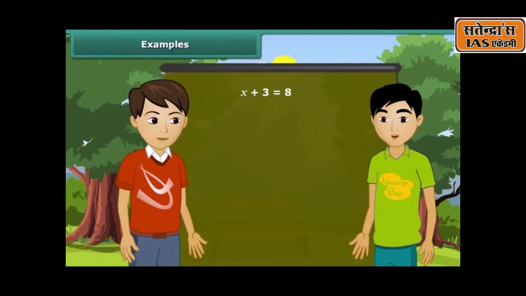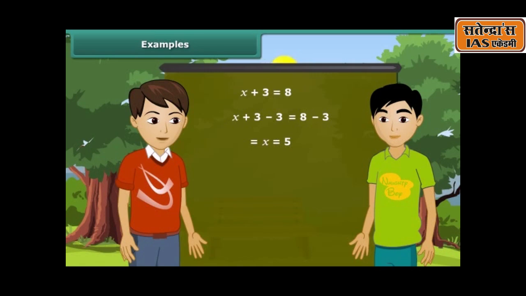Let us take an equation. x + 3 = 8. We shall subtract 3 from both sides of this equation. The new LHS is x + 3 - 3, which is equal to x, and the new RHS is 8 - 3, which is equal to 5. Therefore, we get x as 5.